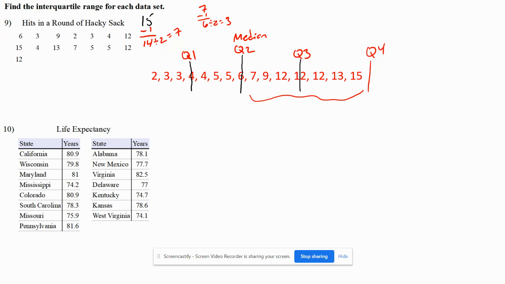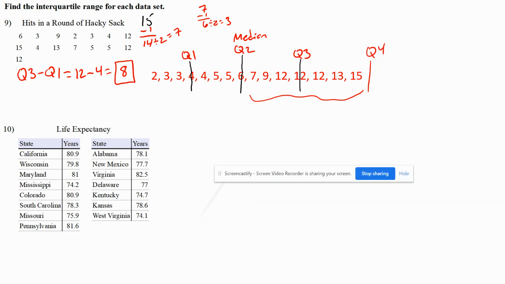So now I'm asking here, find the interquartile range for each data set. Remember I said I'm going to ask you, for that I'm asking what's quarter three minus quarter one. I notice that quarter three is 12. Quarter one is 4. So I'm asking, what's 12 minus 4? My result should be 8.